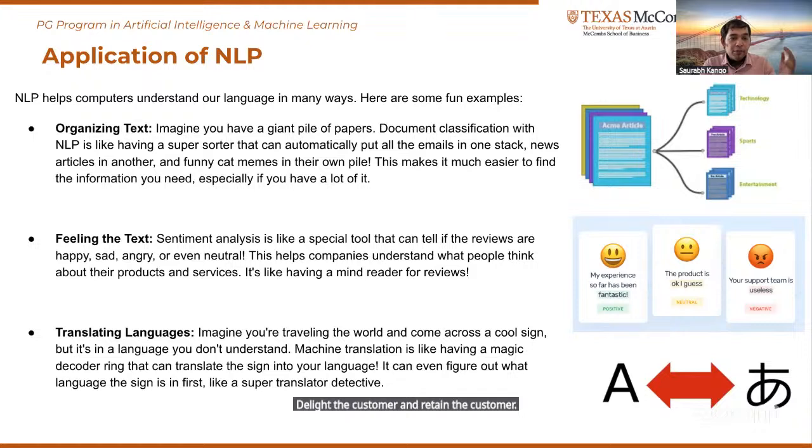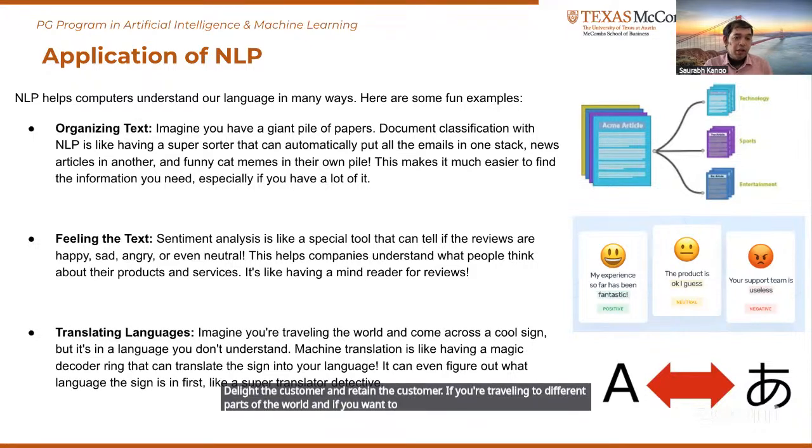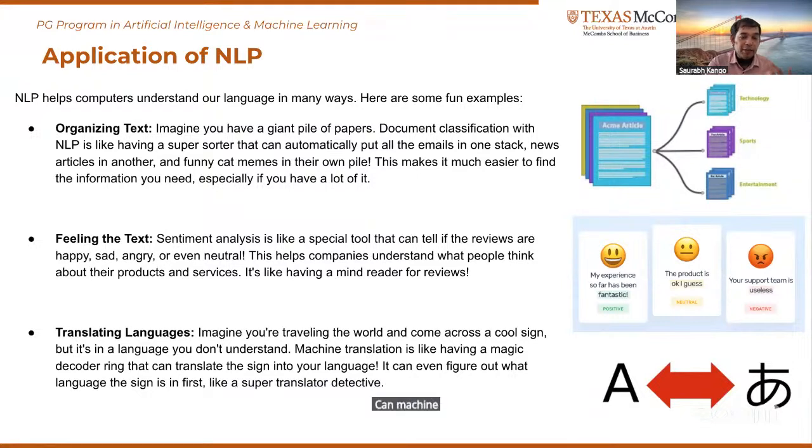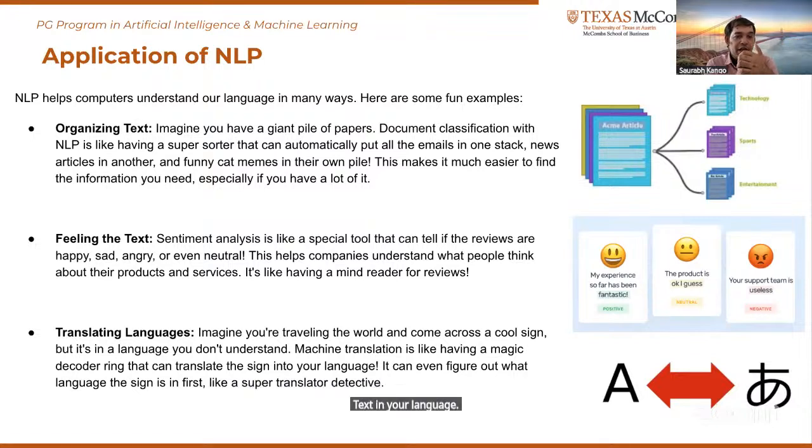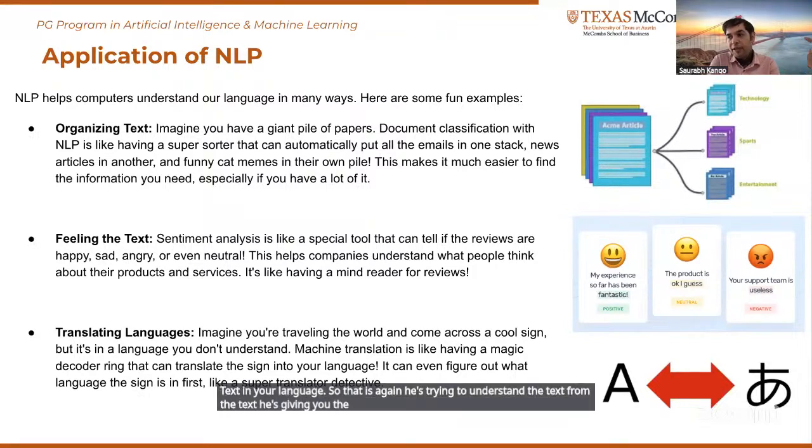If you are traveling to different parts of the world and you want to translate the language, can a machine be an enabler? Can the data that this machine is collecting be an enabler for you to do a translation? I'm sure everyone has used this feature in Google wherein you just click a photo and it tells you what the text is in your language. Correct? So again, it's trying to understand the text. From the text, it's giving you the similar word meaning.